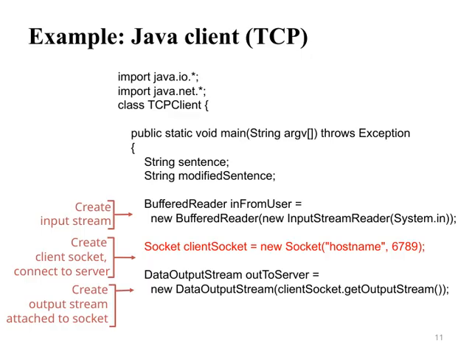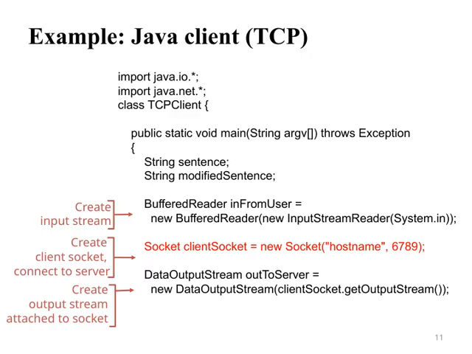Then, we create a socket object named clientSocket, connecting to a server identified by hostname on port 6789. This step is crucial because it establishes the connection between the client and the server. After that, we set up an output stream, outToServer, using DataOutputStream attached directly to the socket's output stream. This stream is used to send data from the client to the server.